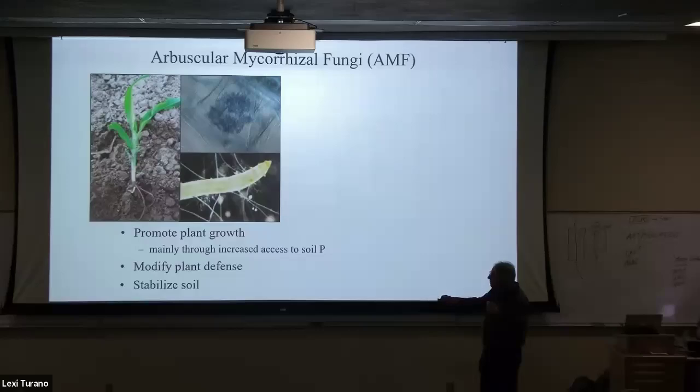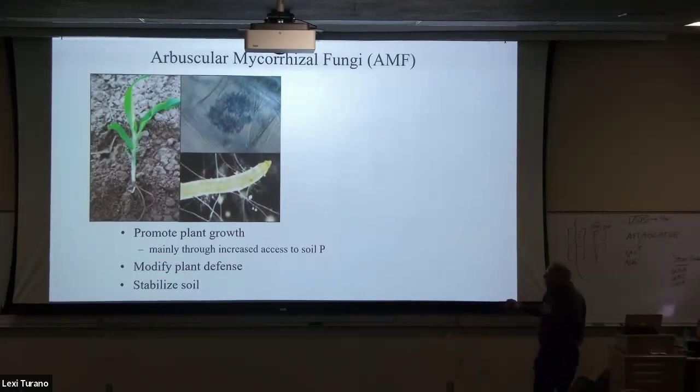So most plants, including corn, associate with this fungus, and this fungus has hyphae that go through the soil, and it's good at acquiring resources from the soil, particularly phosphorus, but also nitrogen and water, and delivering them to the plant. The plant delivers energy in the form of lipids to the fungus. It's been shown to modify plant defense. These are important fungi in stabilizing the soil and preventing erosion.